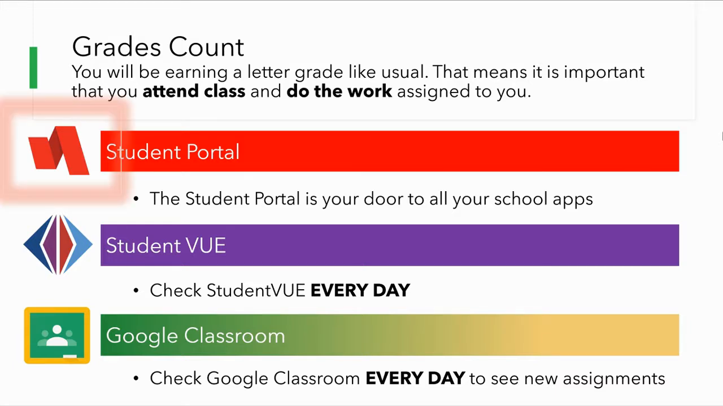The Student Portal is a place where you can find all of your school apps. Student View is a great place to see your grades and what assignments you might have turned in or are missing. Google Classroom is where you go to access all of your materials for any class or any assignment.